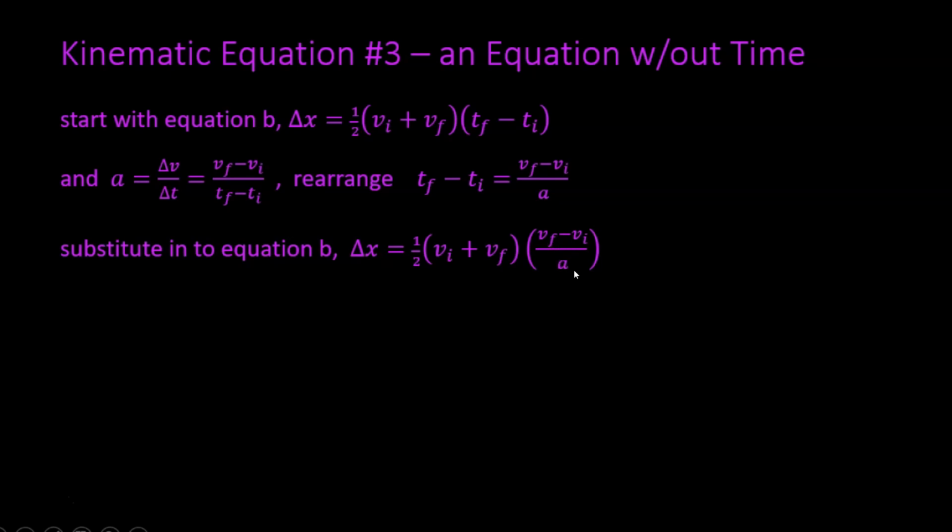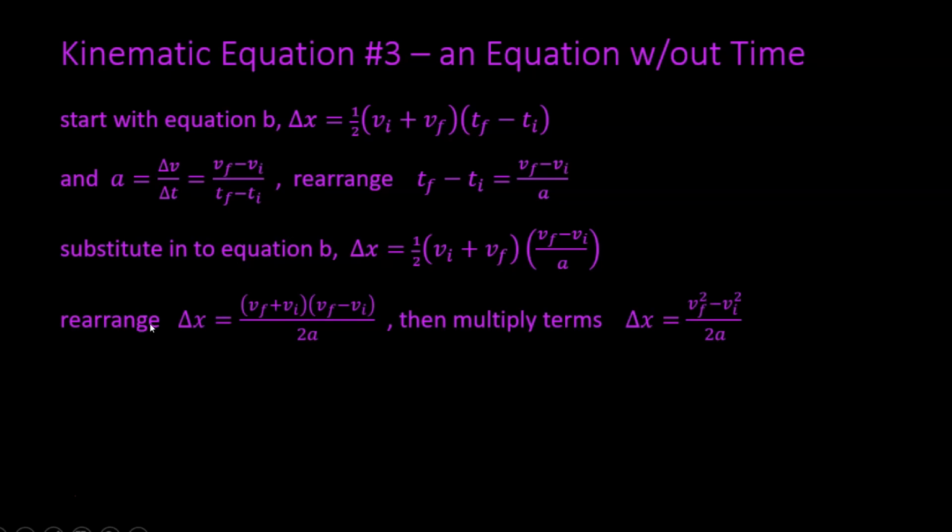Next, I want to rearrange some terms. I want to take this acceleration and put it over here with the 2. And so when I do that, I get delta x is equal to v sub f plus v sub i times v sub f minus v sub i divided by 2 times the acceleration.